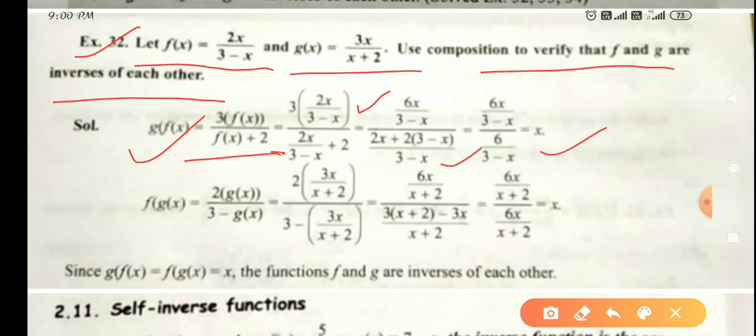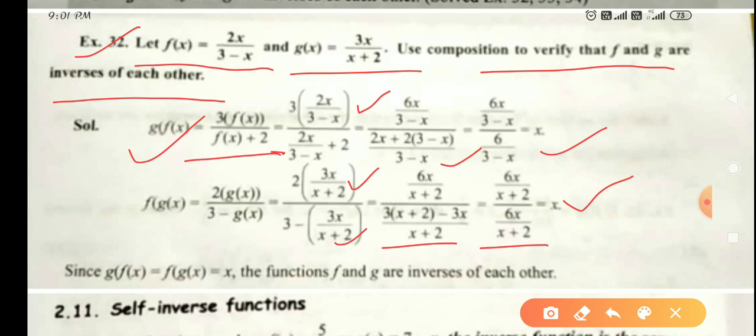In the same way, gof x you have found, now try to find fog x. In fog x, first you will apply the g function and then f. The value of gx is 3x upon x plus 2. This value you put in function fx, so in place of x you are putting 3x upon x plus 2, the value of gx. Now after simplification, you can see in this step and this step, you are getting x. So in both cases the composition is equal to x.